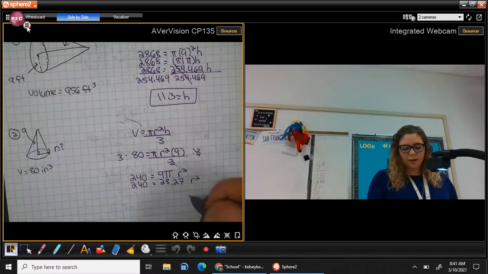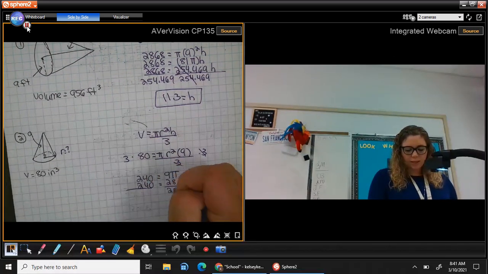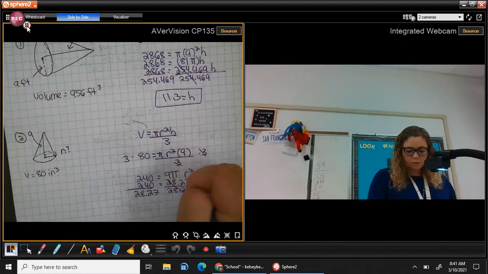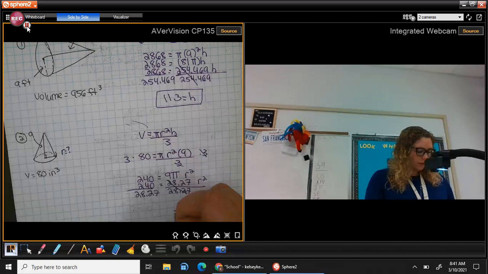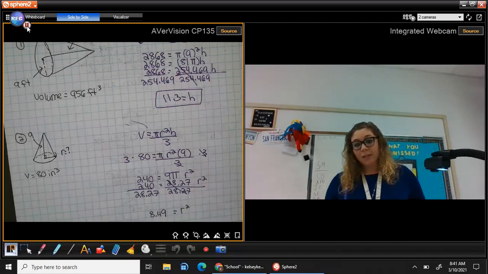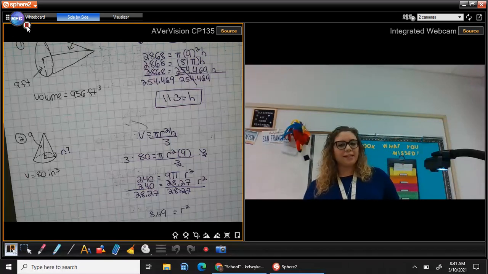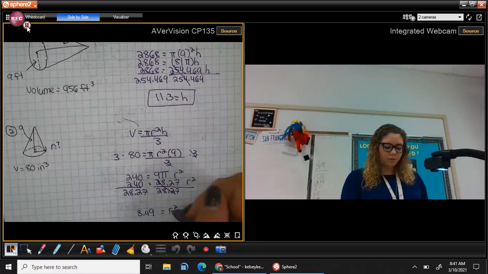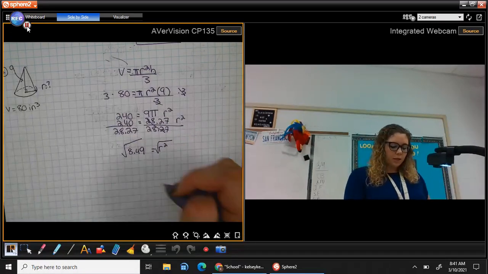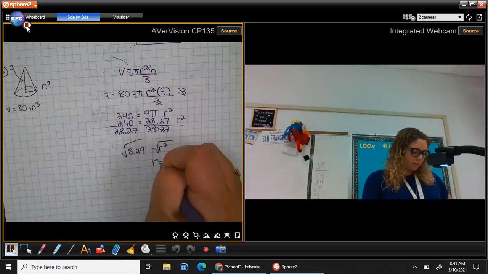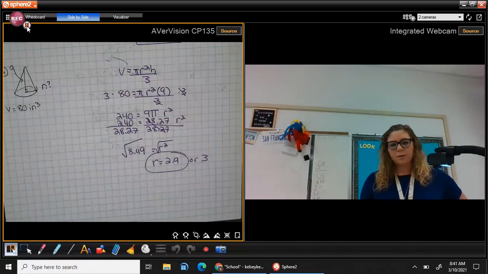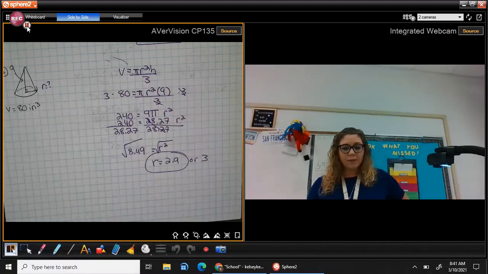Okay, then I'm going to divide both sides by 28.27. So r squared equals 8.49. Am I done? No. Anytime we're trying to find a radius, the last step, we always need to take the square root. And so if I take the square root, r is going to give me 2.9, and that's my radius. Or I can round it to 3. Okay. And that completes today's lesson.